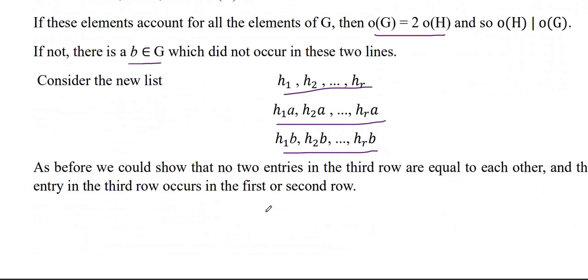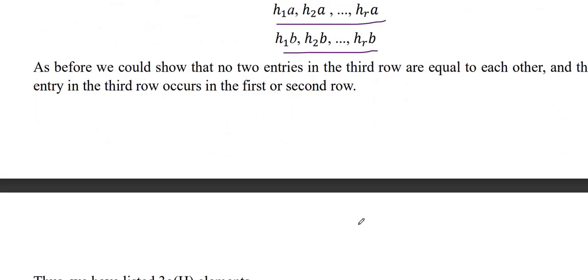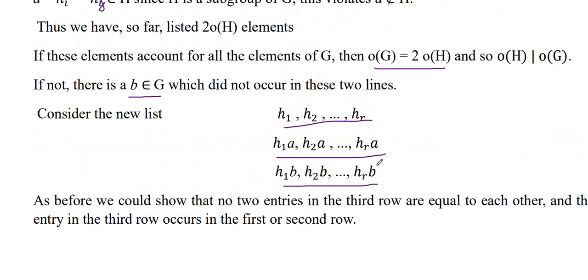As before, we can easily show that no two entries in the third row are equal to each other, and that none of the entries in this row is equal to any of the entries over here. As we proved in the previous case, we can also prove this case. Suppose there is a repetition, say HiB is equal to HjB. Again, right cancellation law, so you have Hi is equal to Hj. But we know that these are all distinct elements. So we get a contradiction. So the elements here are distinct, and they are distinct from this one.